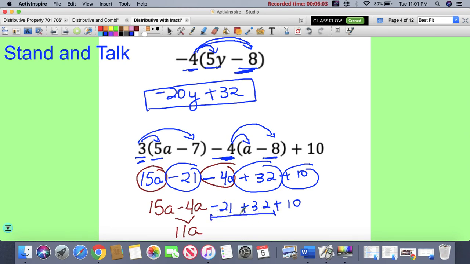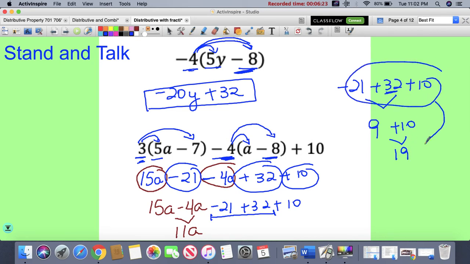Negative 21 plus 32, there's more positive, so they're going to win, so it's going to give me 9. And then I have to add plus 10. So this whole thing is going to be 19. What kind of 19? Positive or negative? Positive. So I'm going to put that right here. So this whole line, 15a minus 4a minus 21 plus 32 plus 10, is the same thing as 11a plus 19.